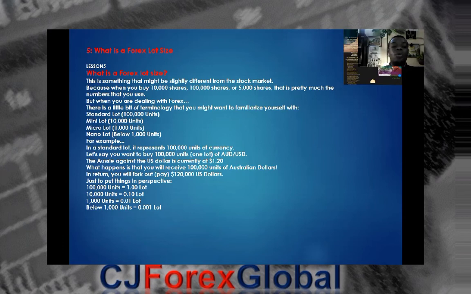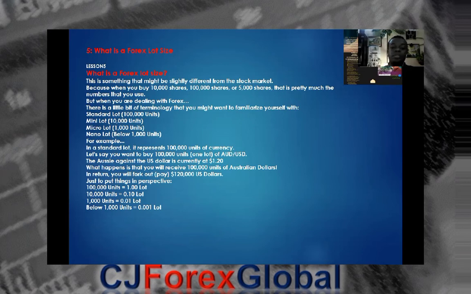We have what we call mini lot size. You need $10,000 to be able to handle mini lot size. Then we have what we call micro lot size or nano lot size. You need at least $1,000 in your trading account to be able to handle the micro or nano lot size. Another thing is that we have to give an example here for you to get what lot size is all about.